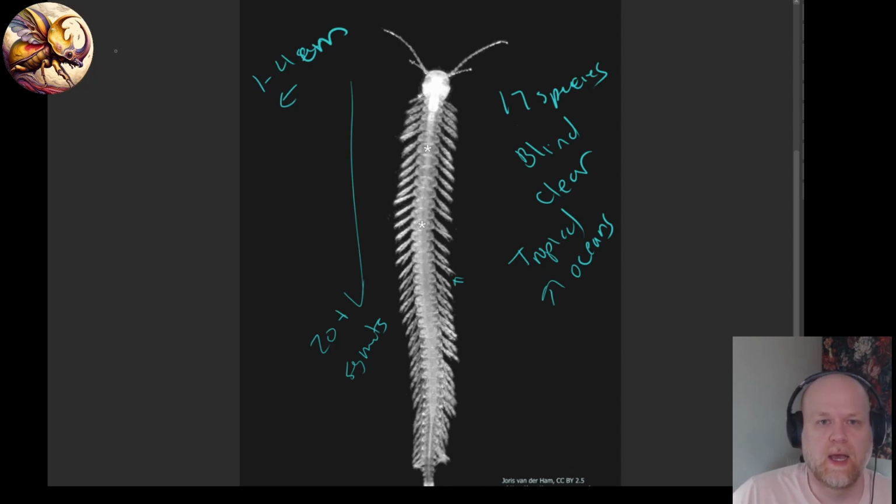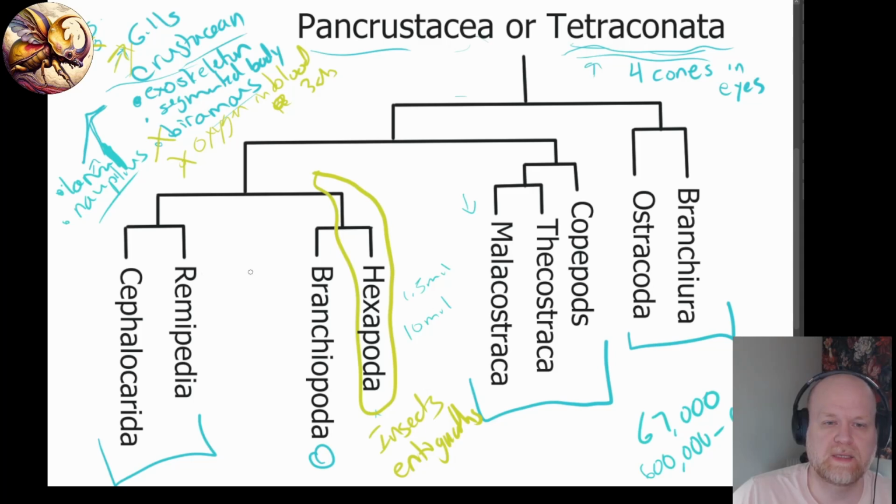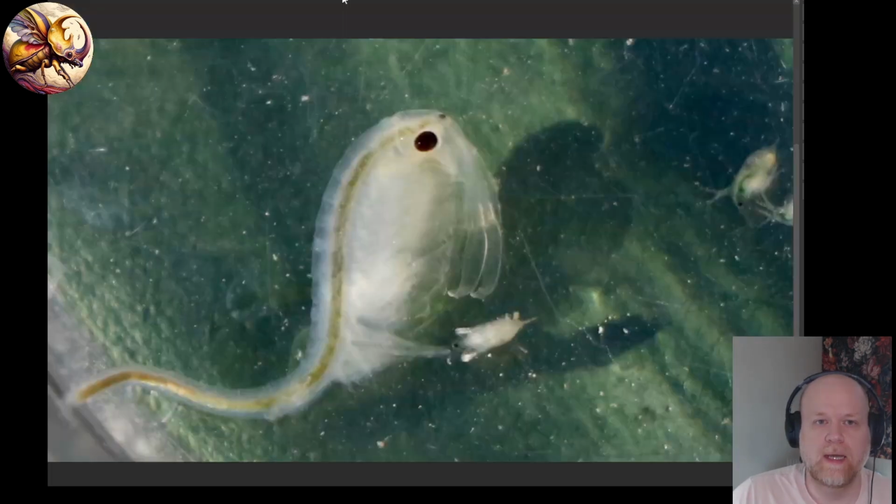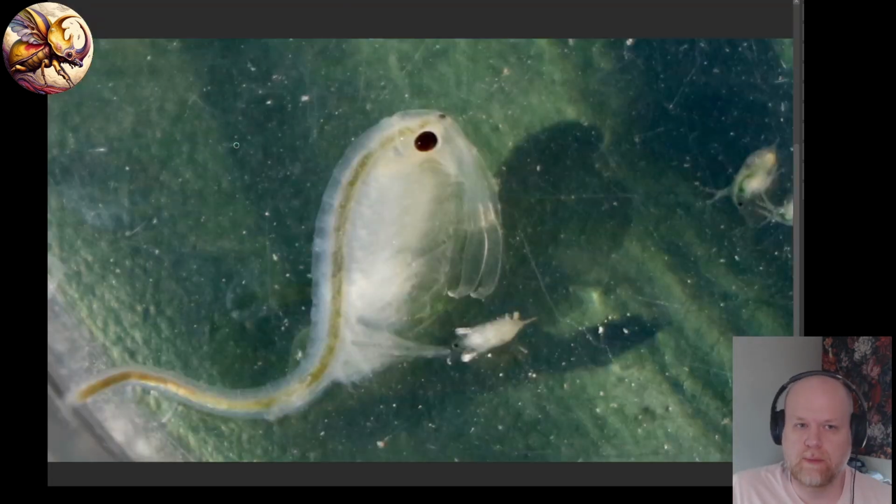Very, very tiny. Not a ton of diversity in this group, and you probably have never heard of these. You will probably never see one in your life. But they do exist, and you should know they exist, and they are relatively close relations to insects. The other very, very close relation to insects are the brachiopods, which are referred to as the fairy shrimp. And you can actually probably find these near you.